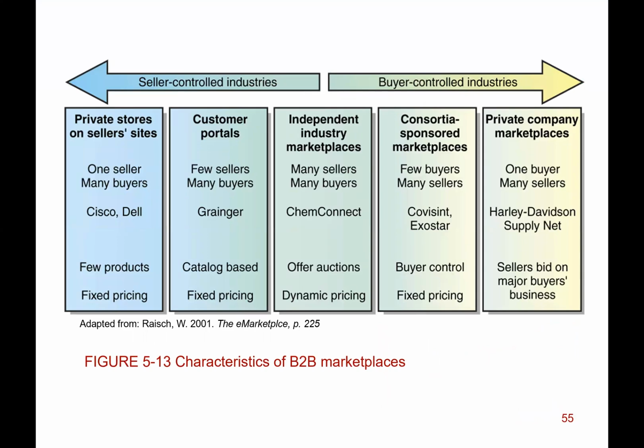Okay. So let's see the characteristics of B2B marketplaces. So sellers more on control of the industry, right? Private stores, customer portals. Okay. So this is where the seller controls the industry, but this one is where the buyer controls the industry. So buyers actually want to control the system to be more effective and more efficient. So they sponsor the system. Okay, they sponsor the system.